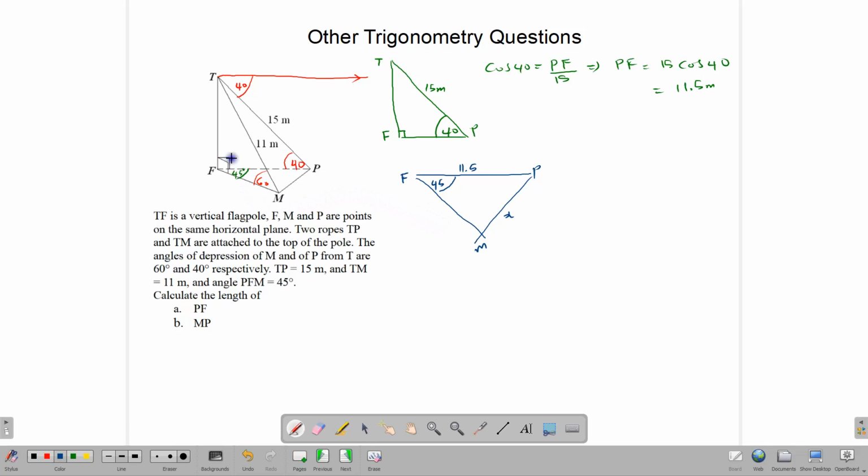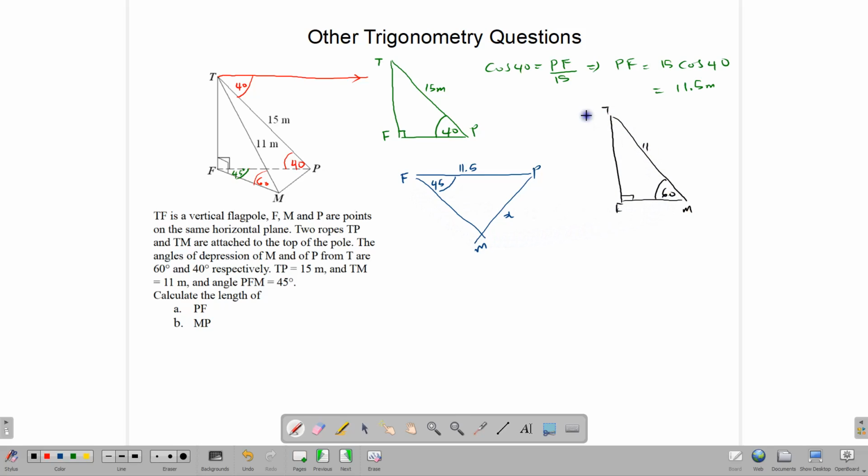But what we do know from the other triangle, the other depression angle that was given, is that if we take out this triangle TMF, let's take out TMF and look at it. That triangle, TMF. Now, FM here and T, and we know that this angle here is 60, and this side is 11. And because we know that, we can use it to calculate the length of FM here.